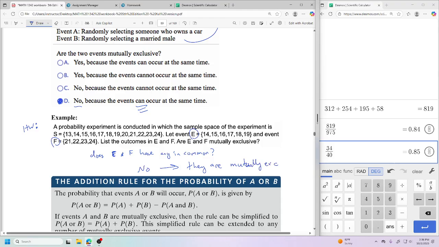They are mutually exclusive. The homework question is very similar to that. They ask what the overlap would be if there was an overlap. Obviously, we have none here. So there you go.